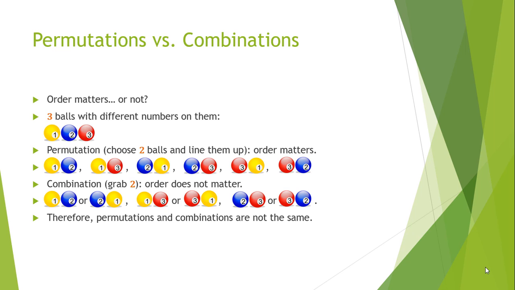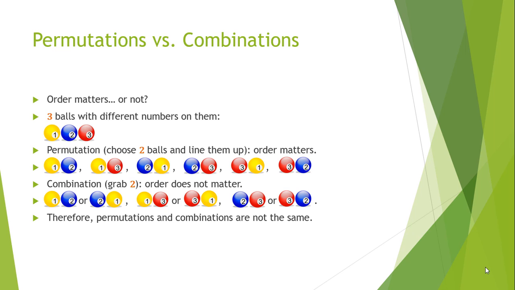Let's say we have three balls with different numbers on them, each numbered 1, 2, and 3. Permutations means we will choose two balls from the three and line them up. In this case, order matters. So possible outcomes are the following. We can either have 1, 2, 1, 3, 2, 1, 2, 3, or 3, 1, or 3, 2. So in total, we have 6 possible permutations.